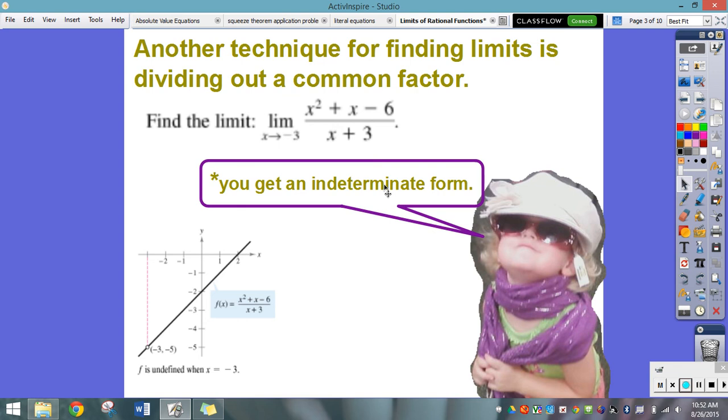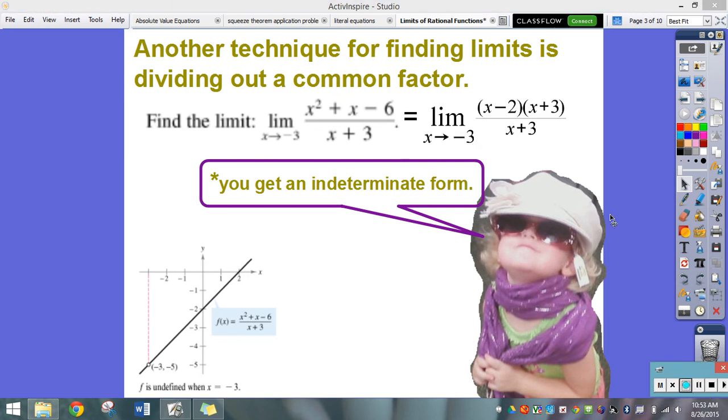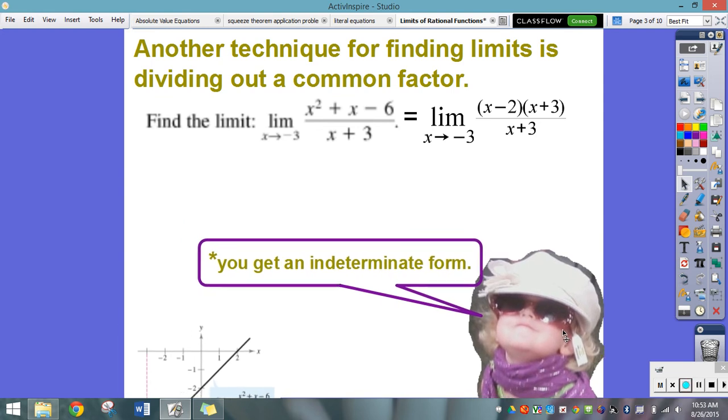And so that's very undefined, which means I've got to find some way to simplify this expression in order to make direct substitution work. And so if you notice, if you factor the top, you get a common factor between the numerator and the denominator. So in factored form, it would look like this. The limit as x approaches -3 of x minus 2 times x plus 3 all over x plus 3. And so what I notice is that the x plus 3 from the top and the bottom would cancel.